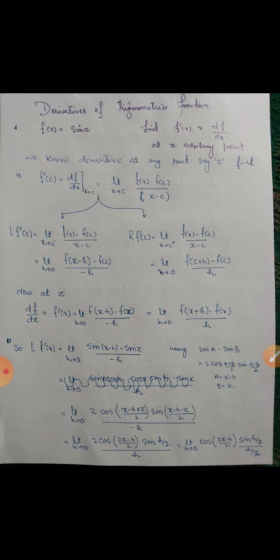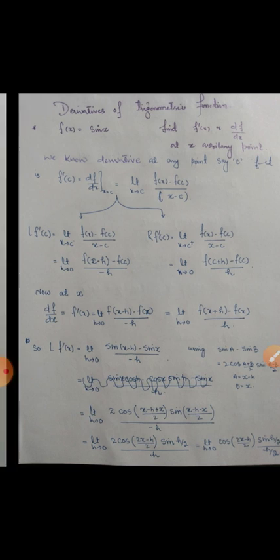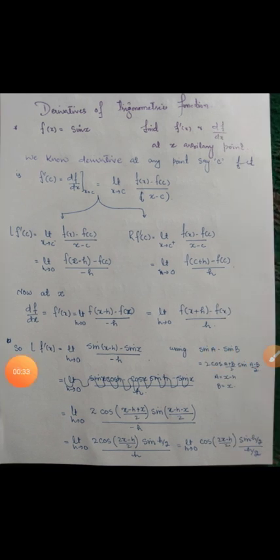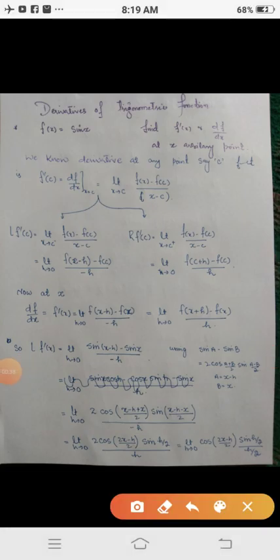Now if the given function is f of x equals sin x, then we have to find its derivative. That is, we have to find f dash of x or df by dx at an arbitrary point. We know that the derivative at any point is f dash of c equals df by dx at x equals c, which is limit x tends to c of f of x minus f of c upon x minus c, provided this limit exists.